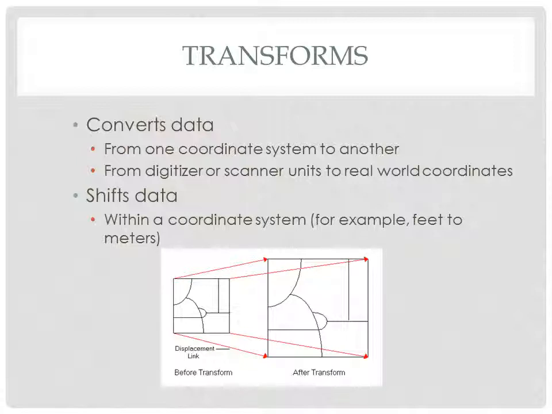First of all, transforms. This converts data from one coordinate system to another, from digitizer or scanned units to real-world coordinates. It's used to shift data within a coordinate system, for example, from feet to meters. Oftentimes you might find that there's a mismatch between data that's been scanned or digitized manually and the coordinate system that you're working in. So transform processes will allow you to line that data up, properly match it, and go from there.